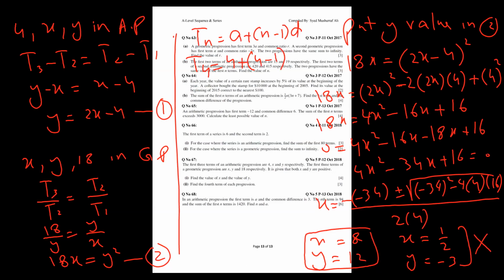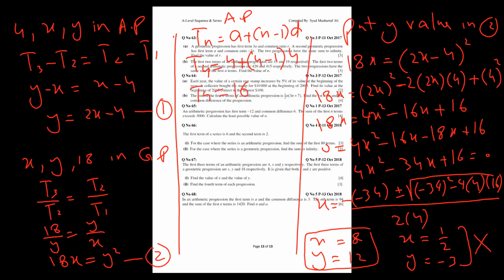Now, how to find the common difference? Because x is 8, 8 minus 4 gives you 4. So this also comes 4. So we got the fourth term value: 4 plus, you can see here, 4 times 4 is 12, and we got 16. So in arithmetic progression, my fourth term is 16.